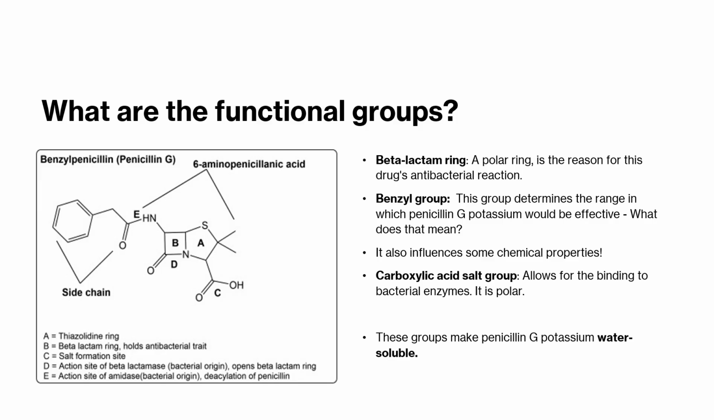And of course, we have the carboxylic acid salt group, which is the main reason as to why the beta-lactam ring can bind to bacterial enzymes. It is basically a negatively charged ion, or it contains negatively charged ions that target positively charged amino acids on the bacterial enzyme, which is what allows for the binding to actually happen.